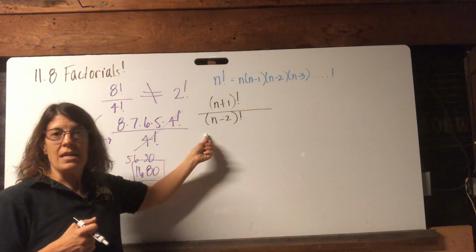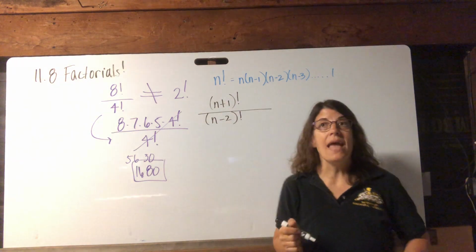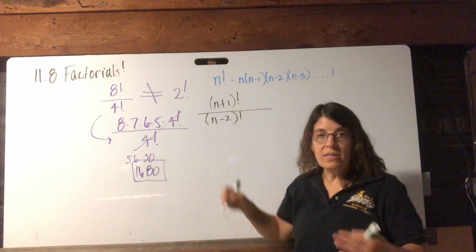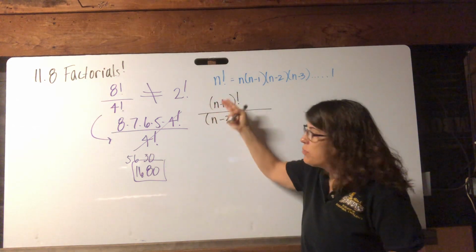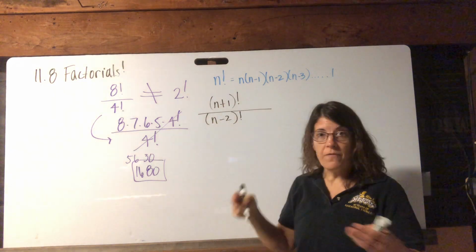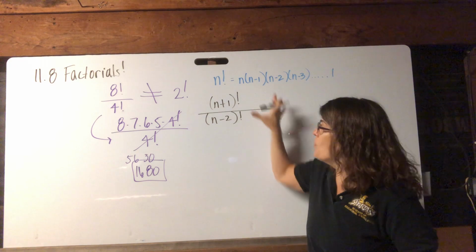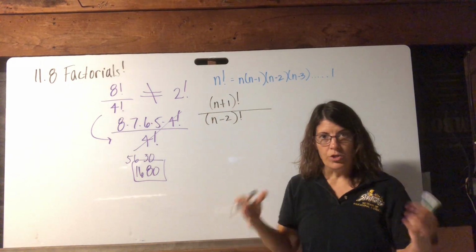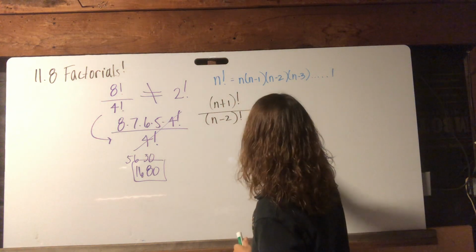We're going to do the same thing here. Regardless of what n is, let's say n is 10. 10 plus 1 is certainly greater than 10 minus 2. Let's say n is 50. 50 plus 1 is certainly greater than 50 minus 2. So no matter what n is, n plus 1 is the larger. So I'm going to start with n plus 1.